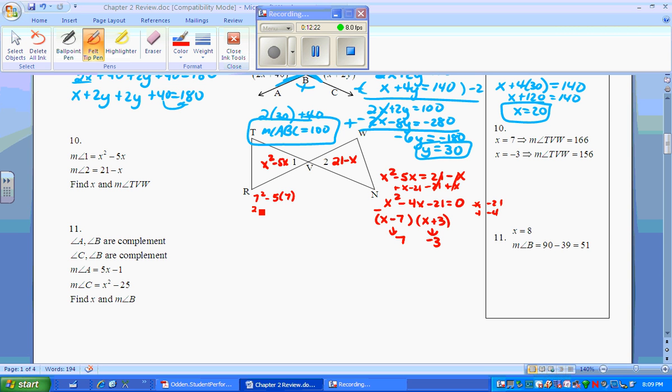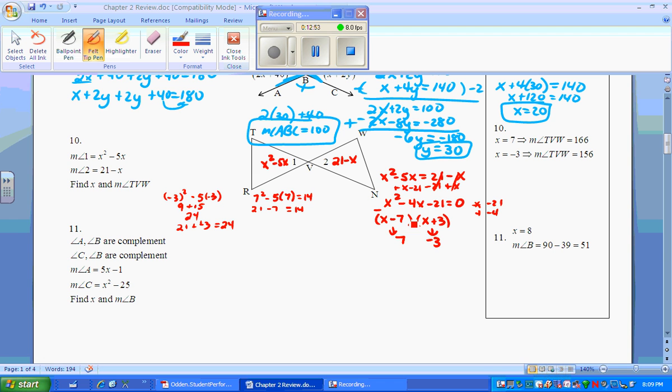All right. We get 21 minus 7, positive value once again. All right. The next one, negative 3. Negative 3 squared. So that's 9 minus 5 times negative 3. Well, this is 9 plus 15. All right, so that's 24. And then 21 minus the negative 3 equals 24.